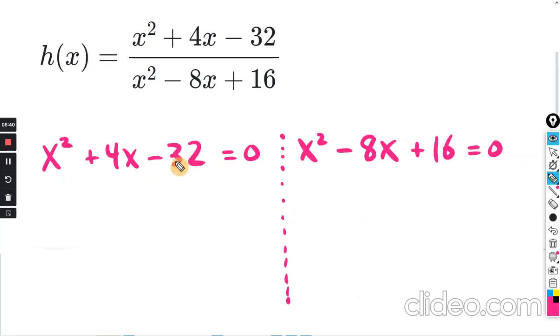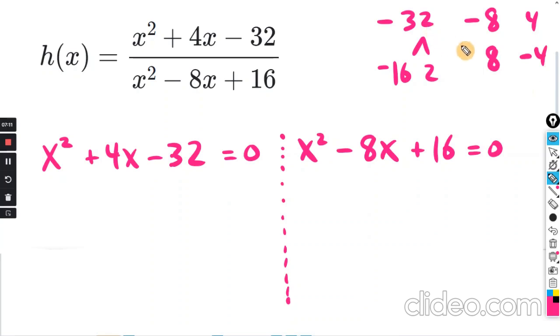All right, so factoring the numerator first, let's write out the factors for negative 32. We want to look for a pair that adds to 4. Negative 32 is the same as negative 16 times 2, and I'll write them over here. We can also do negative 8 times 4. That adds up to negative 4. And if we did positive 8 times negative 4, that multiplies to negative 32, and when you add them, it adds to positive 4. So that's 8 and negative 4.